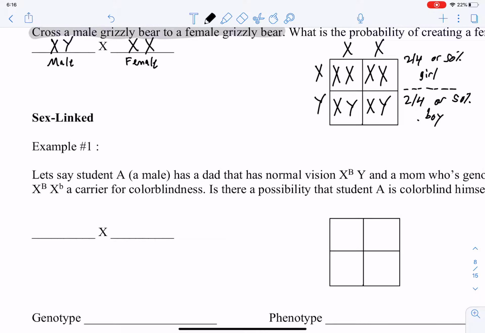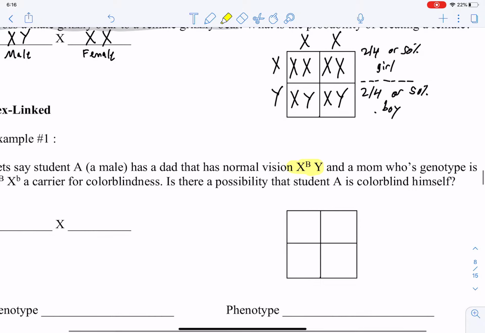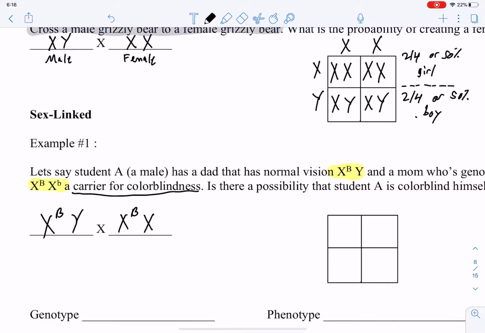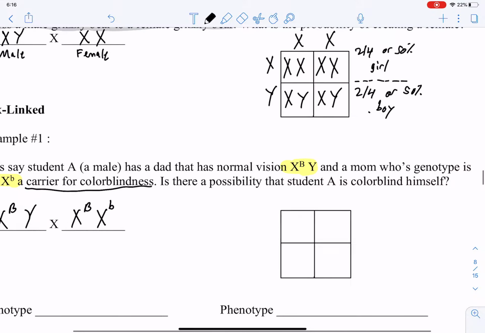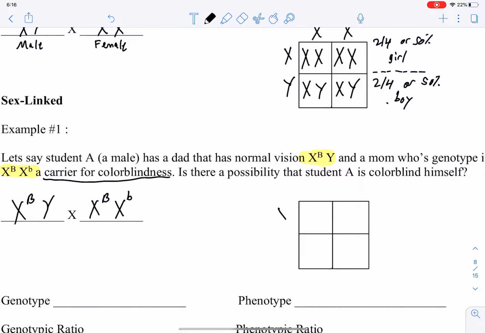So student A has a dad that has normal vision, so let's highlight anything we might need. He has the genotype X big B Y, and a mom whose genotype is X big B, X little b. And notice it says a carrier for color blindness. We'll talk about a carrier in one second. Let's go ahead and put in our genotypes. Is there a possibility that student A is colorblind himself?